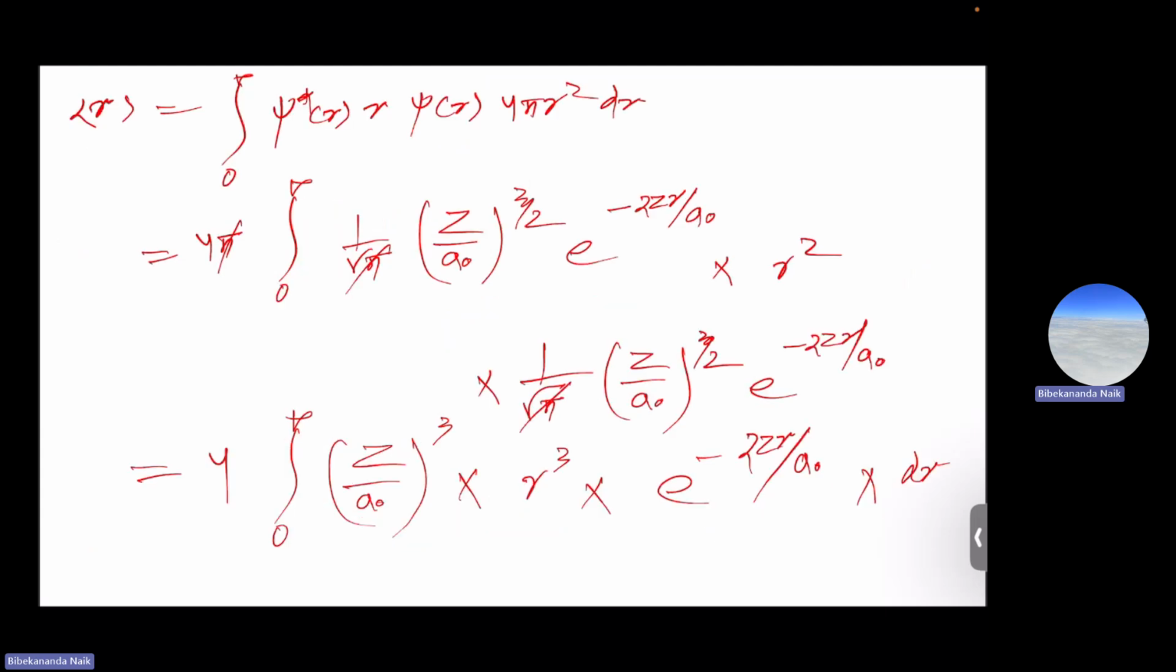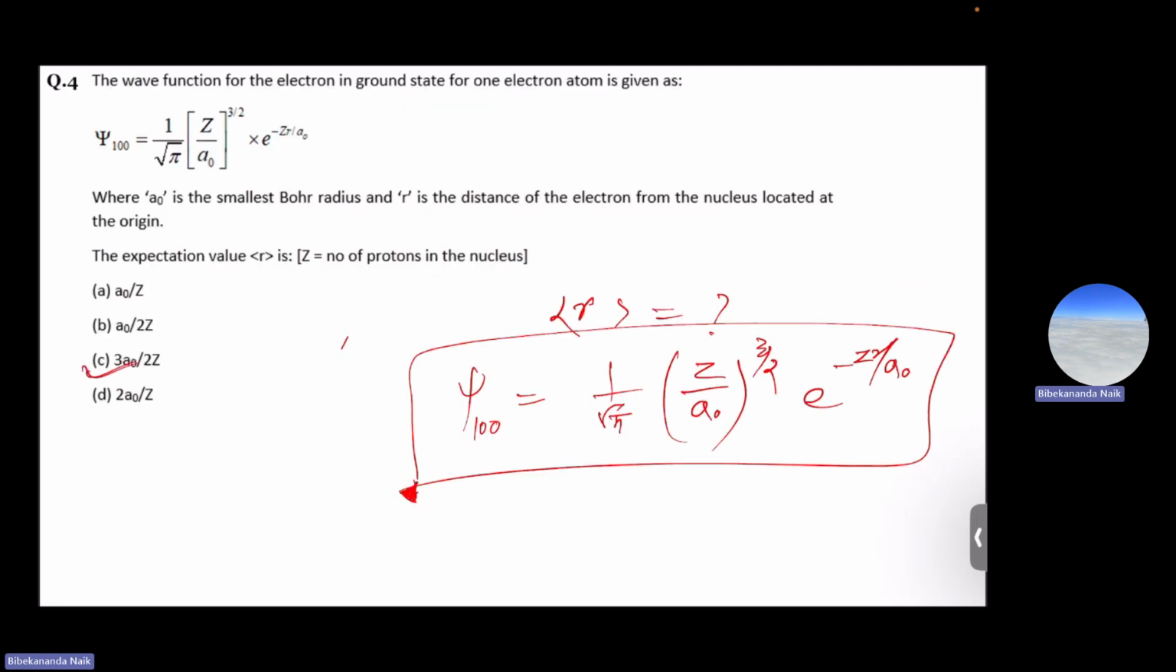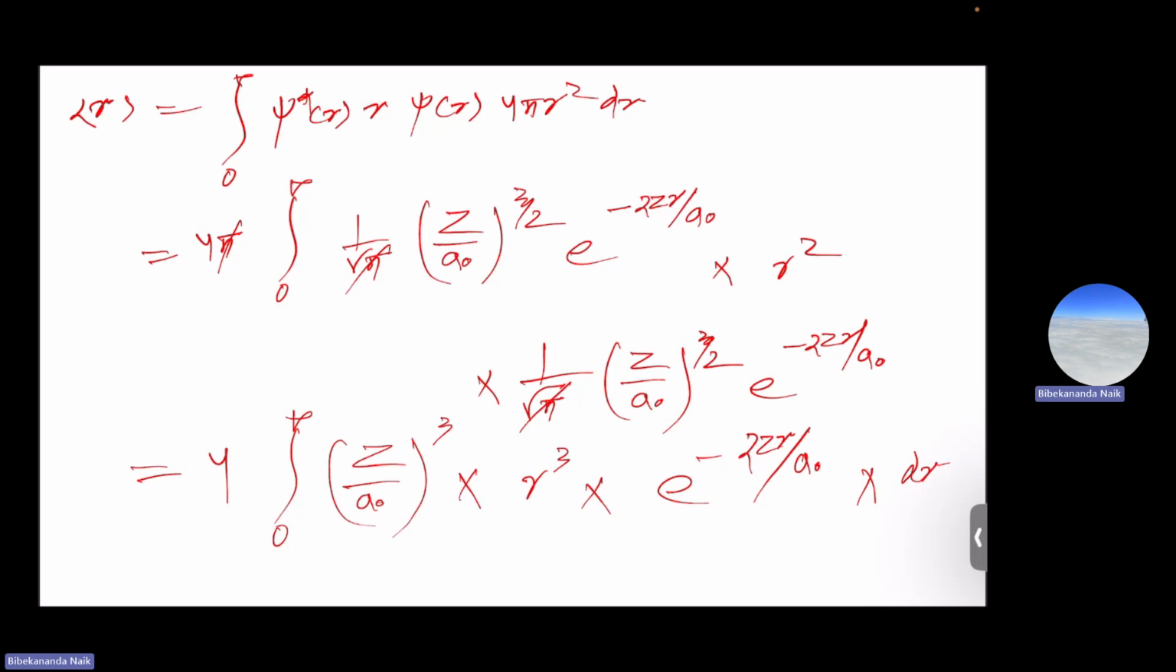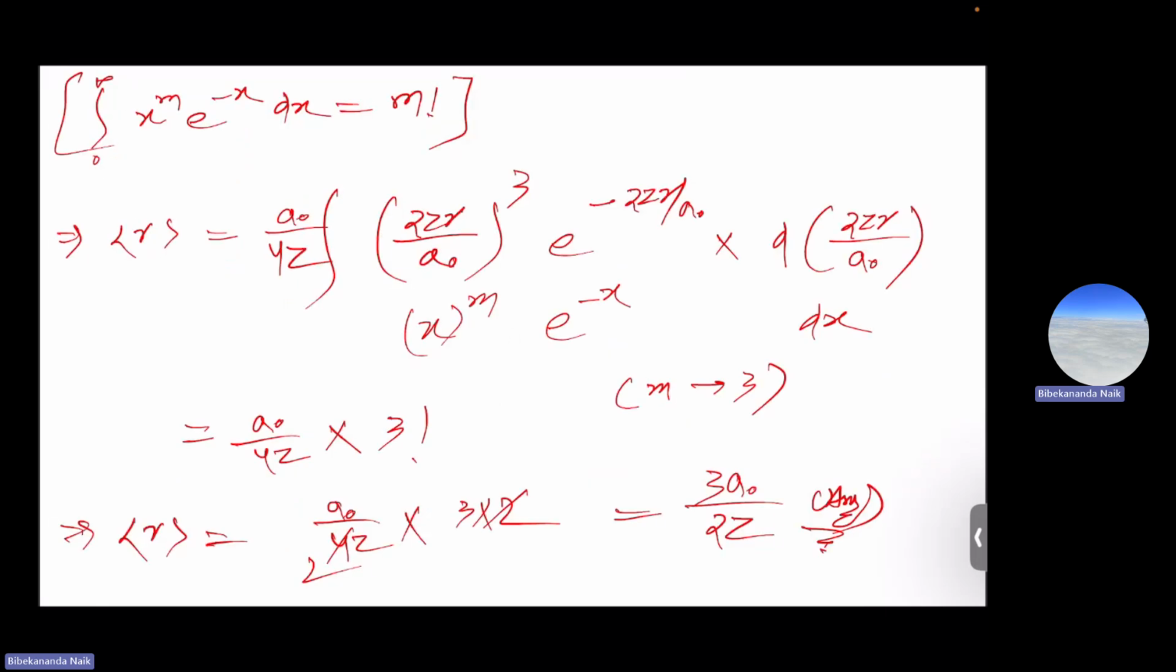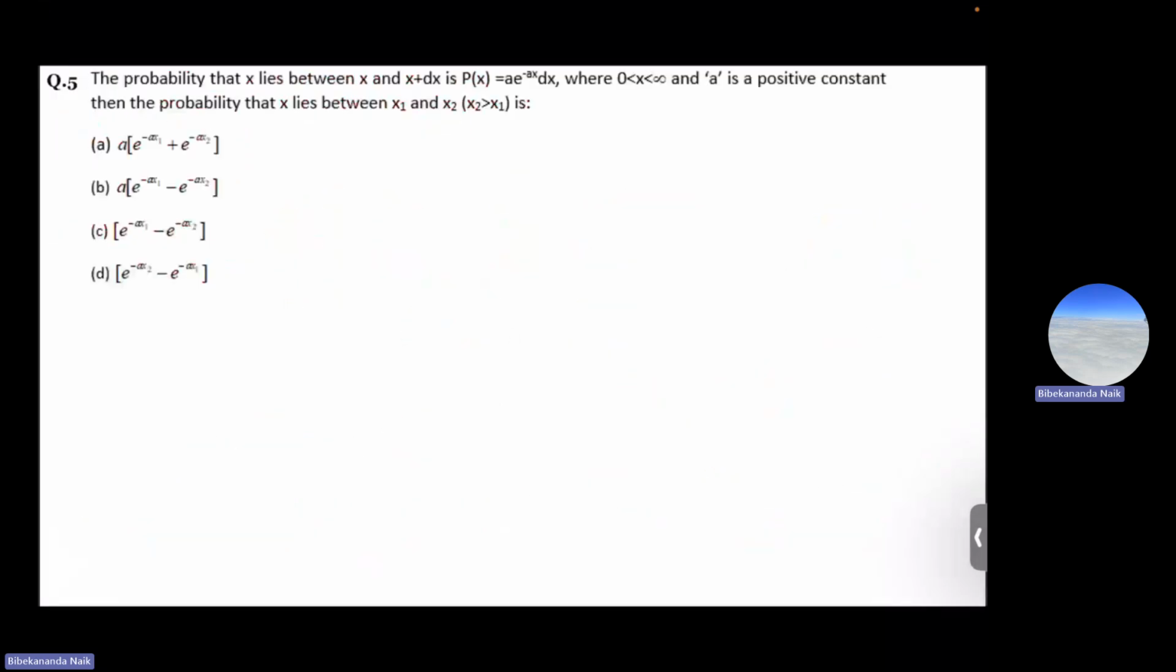So the correct answer is option C, 3a0 by 2z. The expectation value of r in the ground state of the hydrogen atom is 3a0 by 2z, and the expectation value of 1 by r square is 2 by a0 square, that we discussed in the first problem of today's interaction session. I hope this is clear. Now we will move to question number 5.